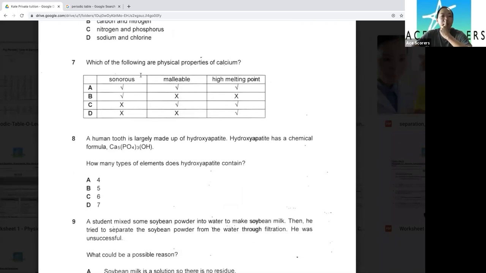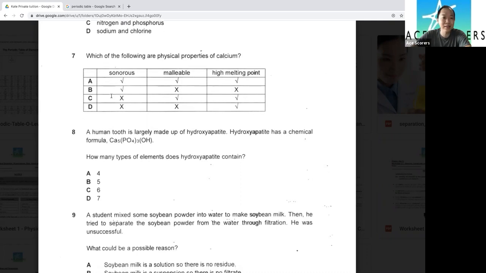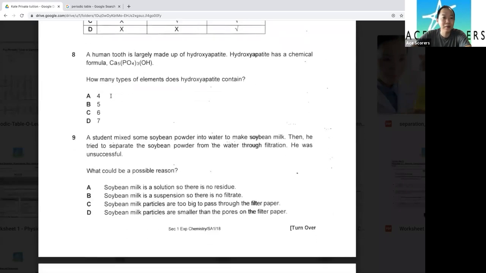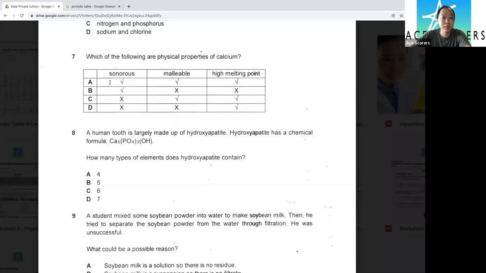Next one. Which of the following are physical properties of calcium? Calcium is a metal. If it is a metal, it is supposed to be sonorous, malleable, and have a high melting point because it's a piece of metal. So the answer will be A. Next one. Because we remember the properties of metals.